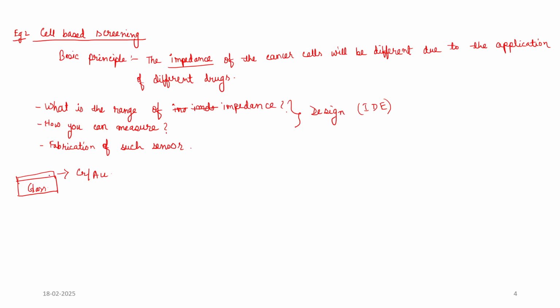Okay, and the thin layer of chromium is to provide better adhesion with the substrate. After that, you will do photolithography and etching to make the interdigitated electrode.